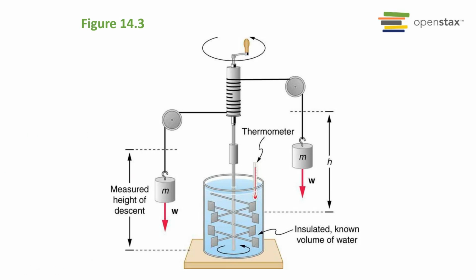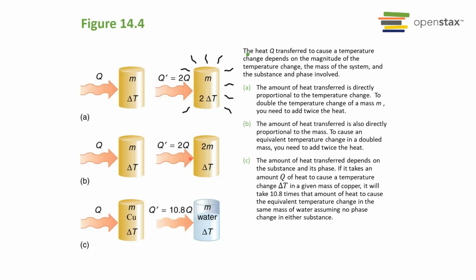I say this to say that temperature changes, and then also we have to consider heat capacity. So when you look at this, we have Q to represent the heat transfer. The heat transfer Q that causes a temperature change depends on the magnitude of the temperature change, the mass of the system, and the substance and phase involved, right? So the amount of heat transferred is directly proportional to the temperature change.